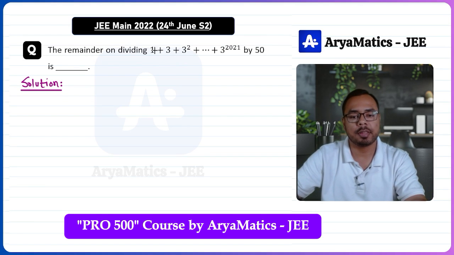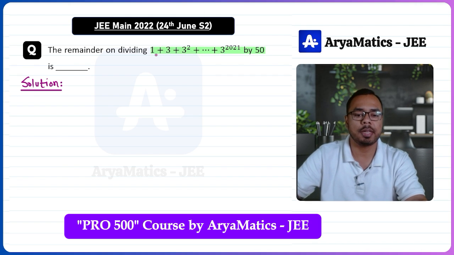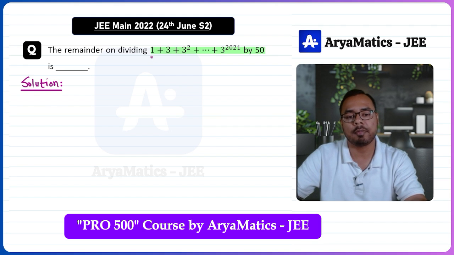Find the remainder when this number is divided by 50. Now, as you can see, these numbers which are given are in GP, right? We have 1, then we have 3 square, and in this manner, we have up to 3 raised to 2021.